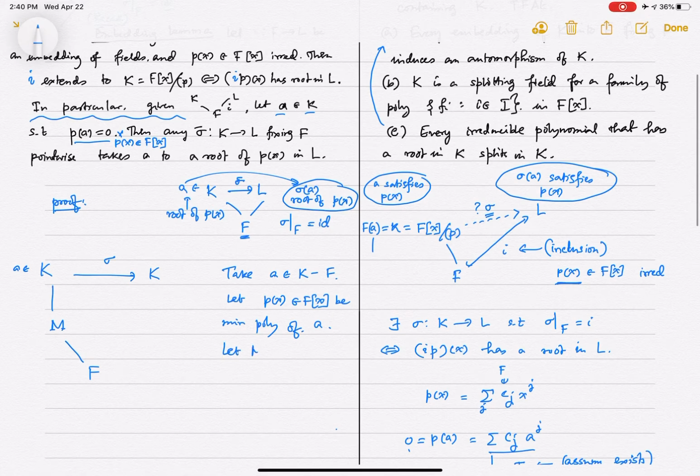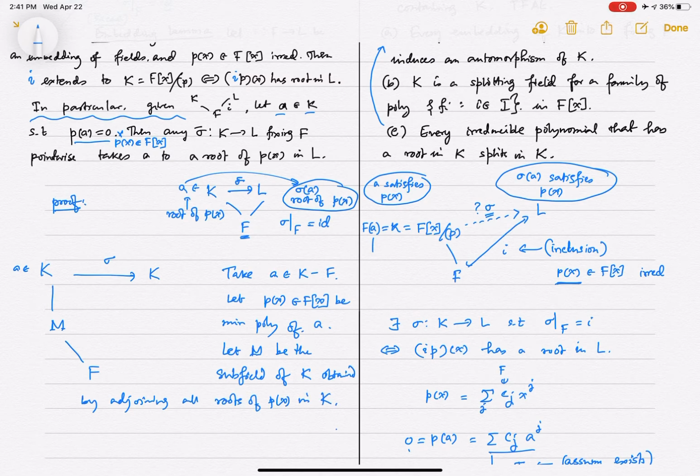So let M be the subfield of K obtained by adjoining all roots of P(x) in K that are available in K. A was one of them, so I'm certainly going to add A, but if there were other roots of this polynomial in K, I'm going to add them too. So M is obtained from F by adding a bunch of roots of a single polynomial, so finitely many algebraic elements. So this extension is finite. That's going to be crucial. Let's restrict this sigma to M and see what we get.